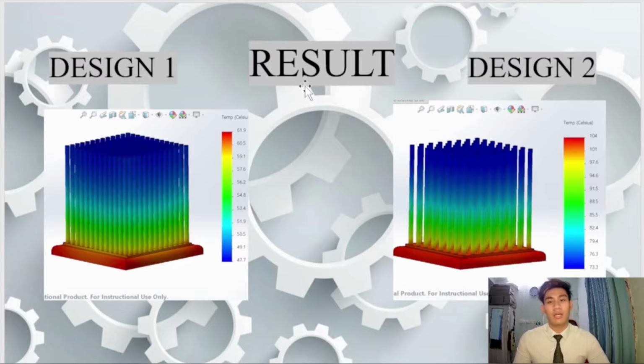And the last one, result of the simulation. We can see that design 1 has a temperature range between 47.7 degrees Celsius to 61.9 degrees. Meanwhile, for design 2, we get 73.3 to 104 temperature range. We can see that design 1 is better than design 2 because it has a lower temperature range. The range in design 1 also is in the acceptable range for a CPU.